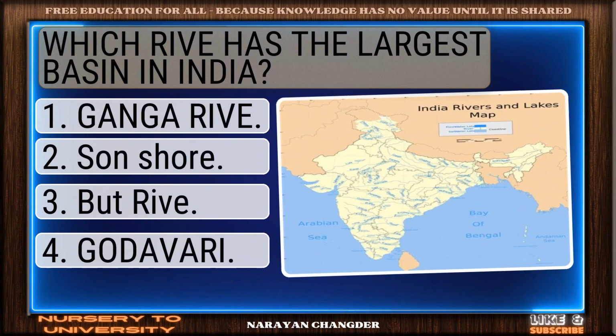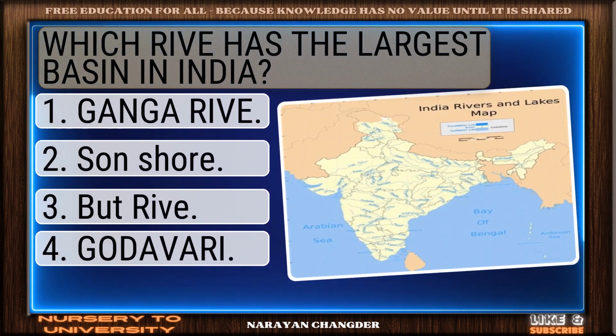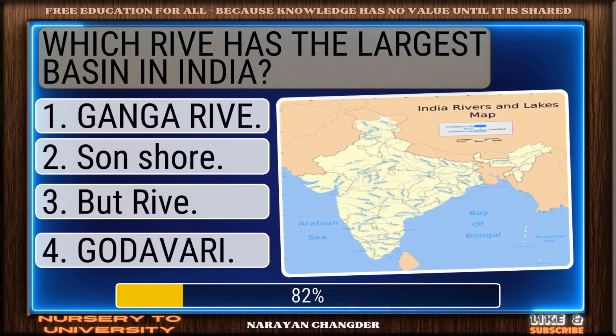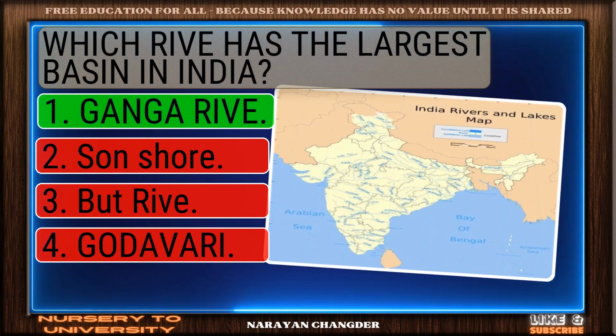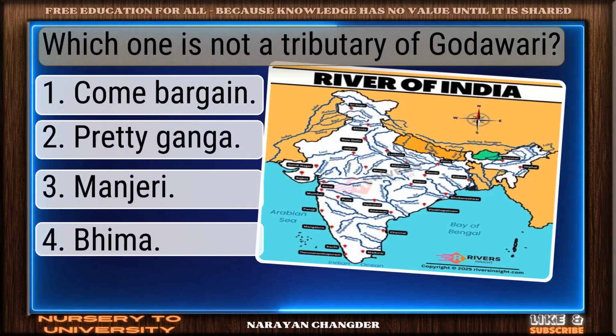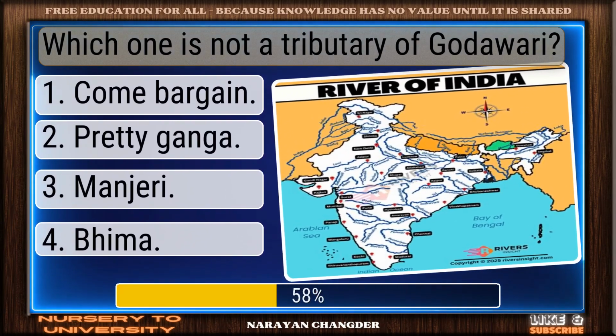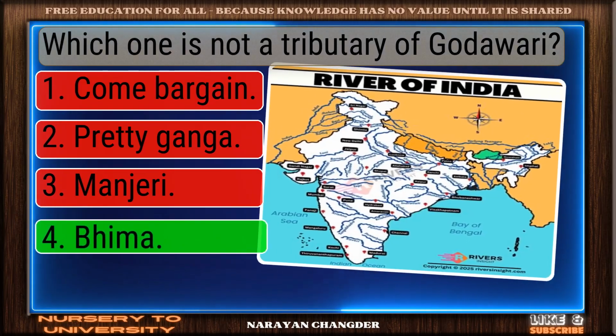Question number 141. Which rive has the largest basin in India? Good thinking. Ganga Rive is the right answer. Question number 142. Which one is not a tributary of Godavari? On track. Bhima is the correct answer.